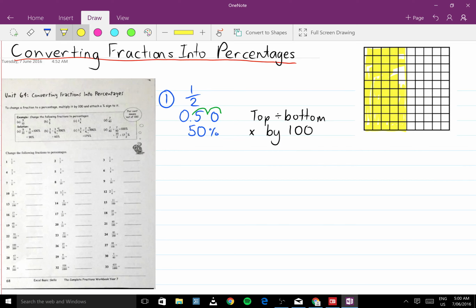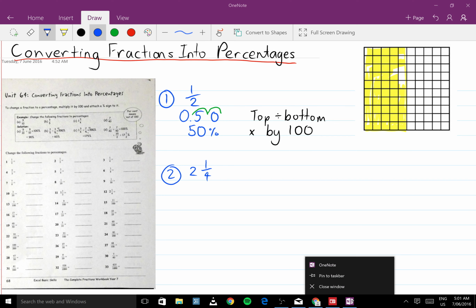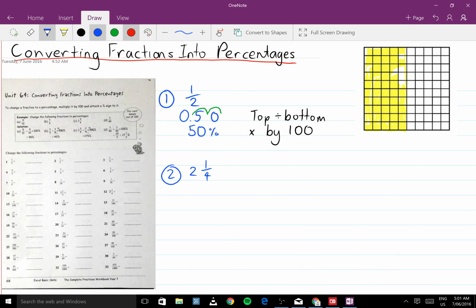My next example, I'll take a little bit of a harder one, and we'll do 2 and 1/4. Okay, now 2 1/4. Well, first of all, let's just break that up into its 2 parts. We'll look at the 2 first, and then the quarter.